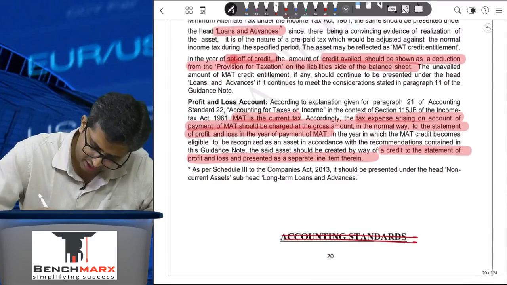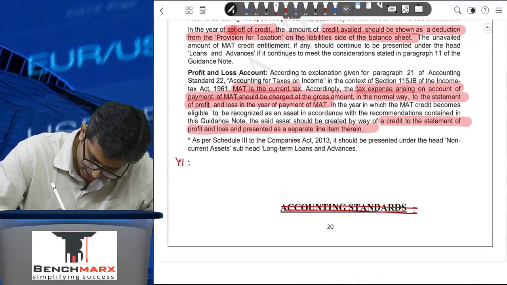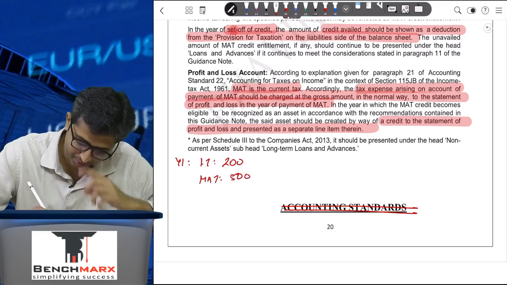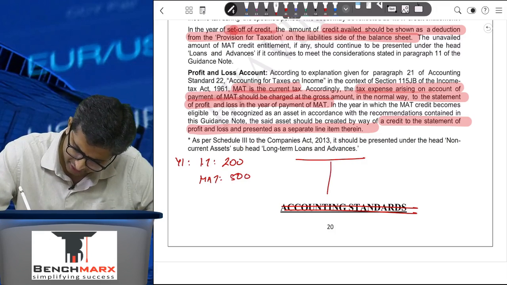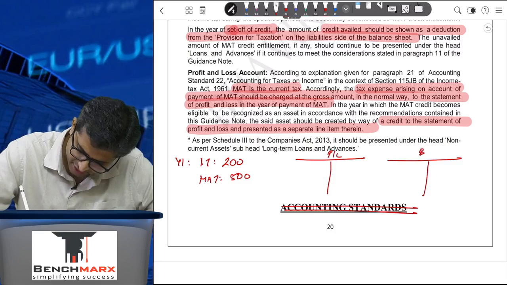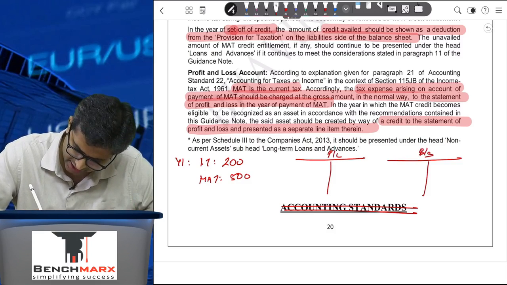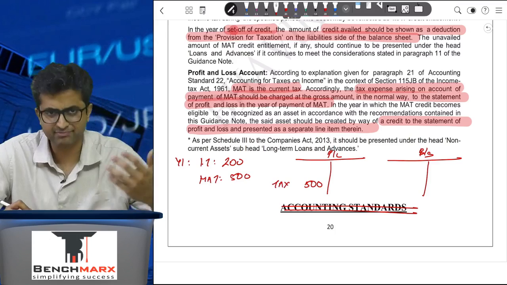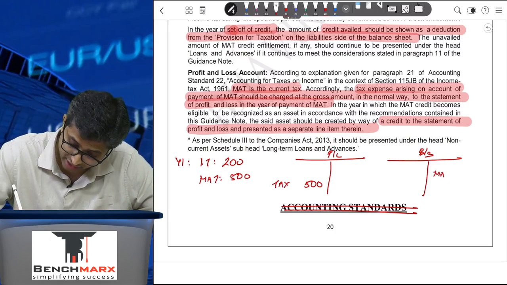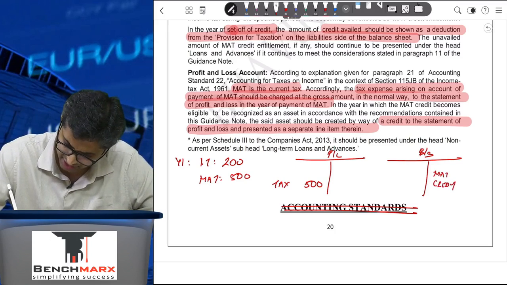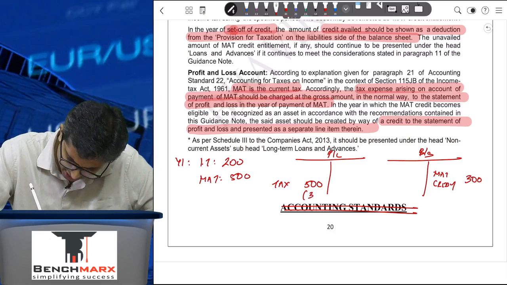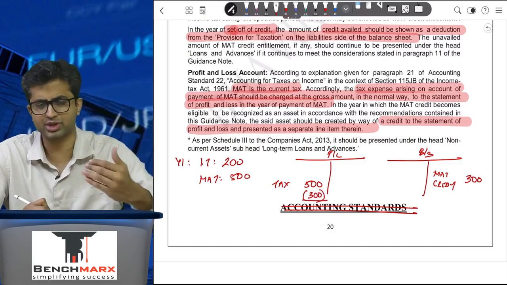So let us say in year 1, your income tax was 200, MAT was 500, you will have to pay 500, and 300 will be the MAT credit. So your journal entry in the P&L and in the balance sheet will be income tax expense 500, that is based on MAT. So this is your tax expense based on MAT, to bank if you have actually paid it, and then you'll have to recognize a MAT credit. So MAT credit is recognized in the balance sheet as loans and advances worth, let us say, 300, and against it the double entry, MAT credit account debit to income tax expense another 300. So this will be subtracted and the net expense of 200 will be recorded.